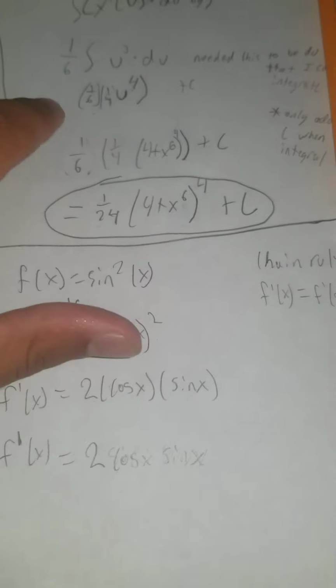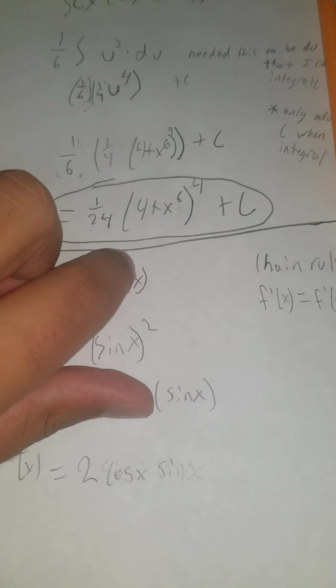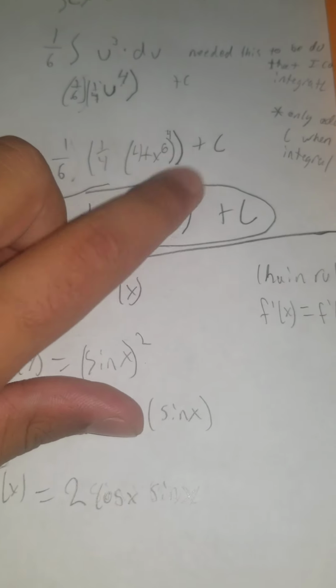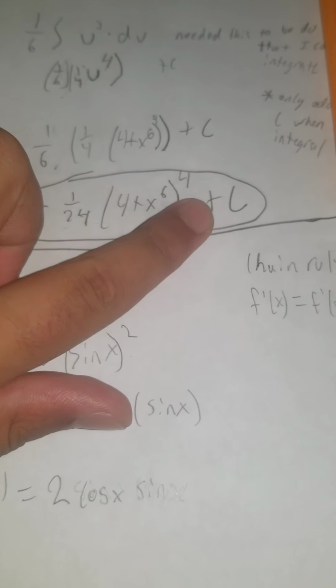So the final answer is, when we multiply these two things together, 1 over 24 times 4 plus x to the sixth, all to the fourth power, plus c.